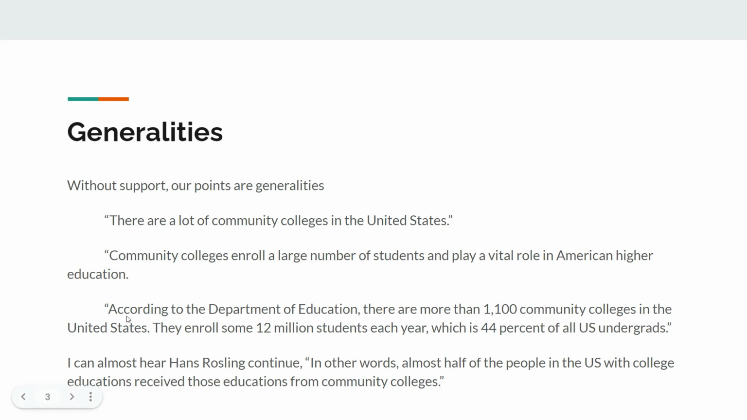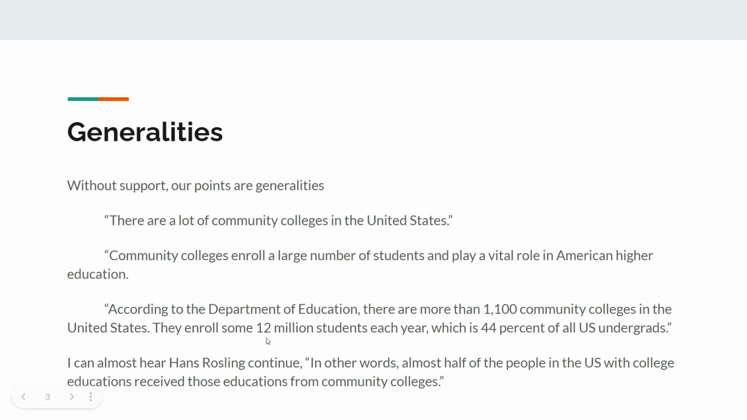So we throw in some stats. According to the Department of Education, there's our site, there are more than 1,100 community colleges in the United States. They enroll some 12 million students each year, which is 44% of all U.S. undergrads. Okay, not bad. We've got some numbers. When we talk about visual aids, we'll talk about representing numbers in graphical form in some way.